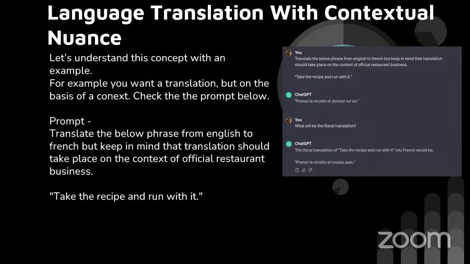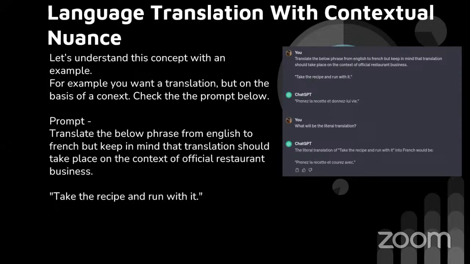But that's not exactly what this English sentence means. So to pick up on that connotation or intonation of the prompt, you're trying to say: translate this by keeping in mind that this is a conversation happening in an official restaurant business. Okay, so you're getting the output saying prenez la requeta et donne louis, right?